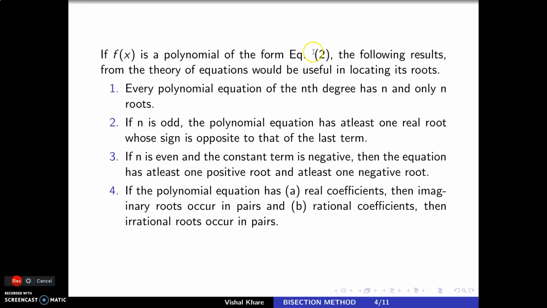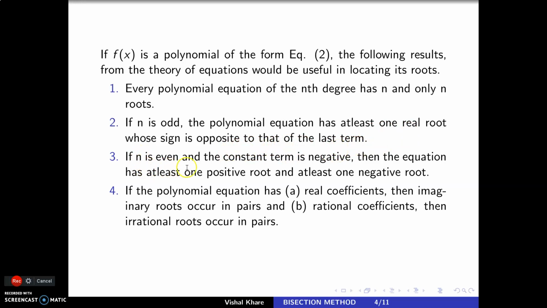If f(x) is a polynomial of the form equation 2, the following results from the theory of equation would be useful in locating its roots. Number 1. Every polynomial equation of the nth degree has n and only n roots. Number 2. If n is odd, the polynomial equation has at least one real root whose sign is opposite to that of the last term.